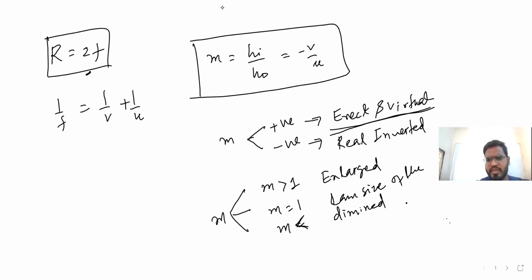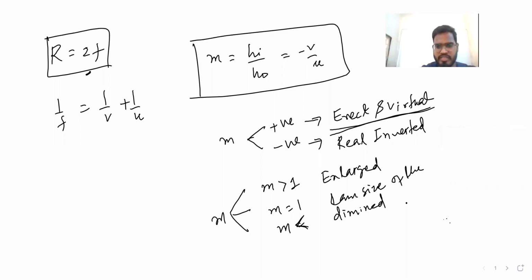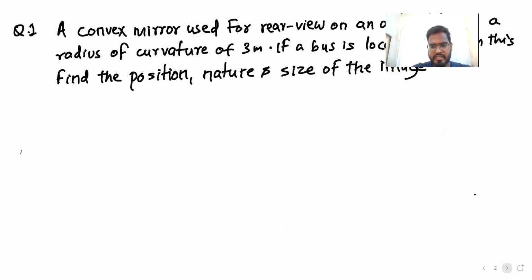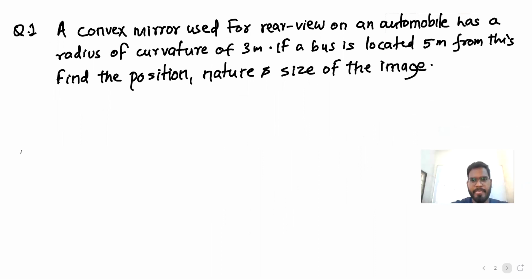Fine. So these things we should know before doing the numericals. And sign convention: the same side as the object is positive, the opposite side of the object is negative. That we should know. Let's see the first question. Read the first question: a convex mirror used for a rear view of an automobile has a radius of curvature. Guys, we should always write the given data.